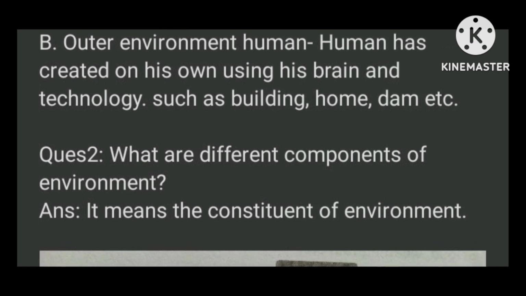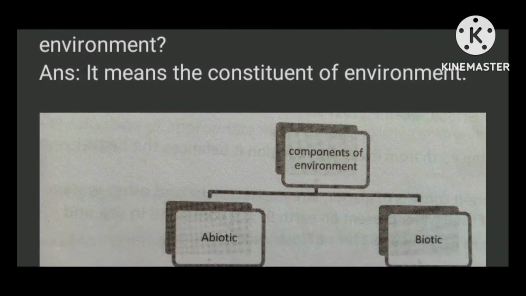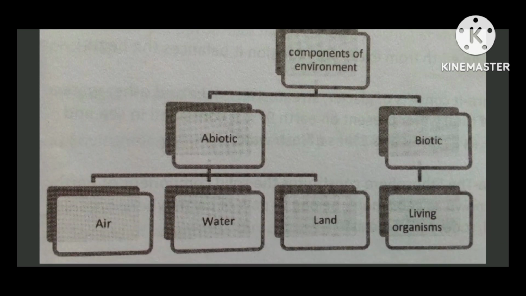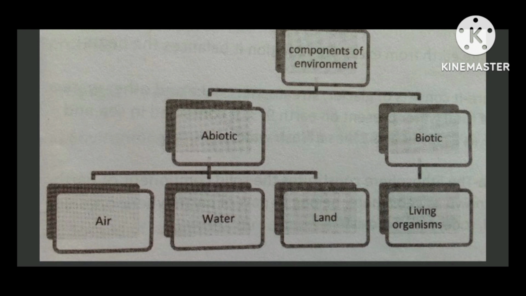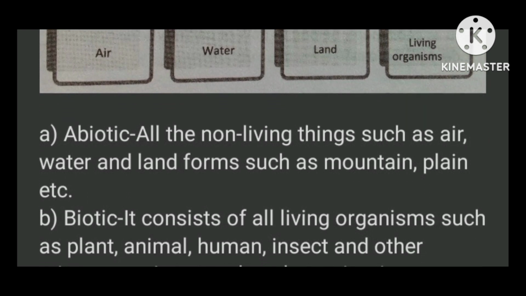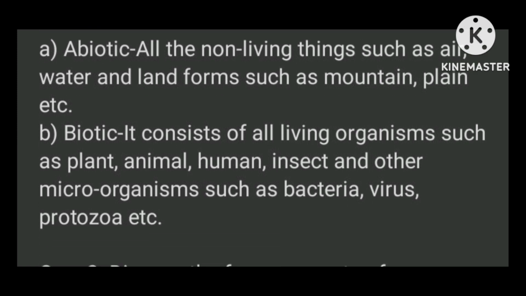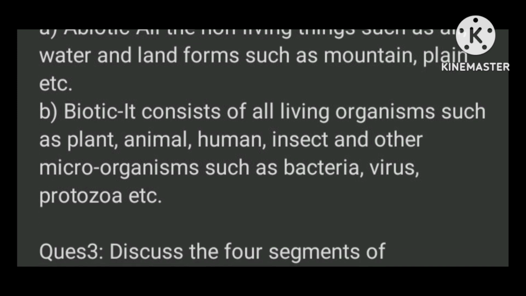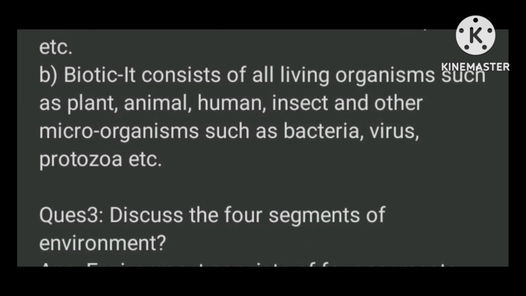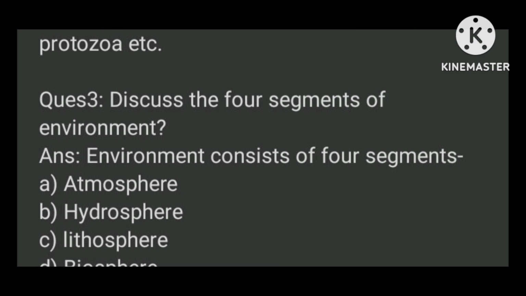Question number 2. What are the different components of environment? Answer. It means the constituents of environment. Components of environment: abiotic and biotic. A. Abiotic: all the non-living things such as air, water and landforms such as mountains, plains, etc. B. Biotic: it consists of all living organisms such as plants, animals, humans, insects and microorganisms such as bacteria, virus, protozoa, etc.